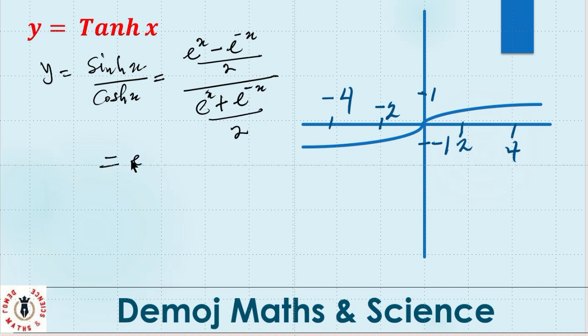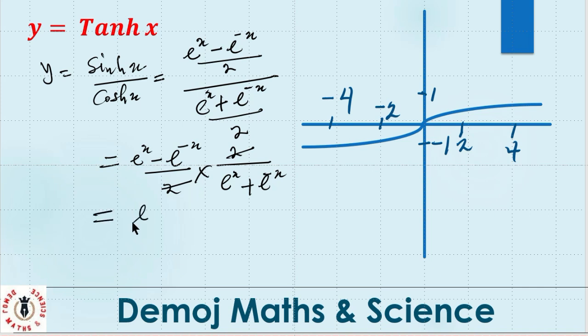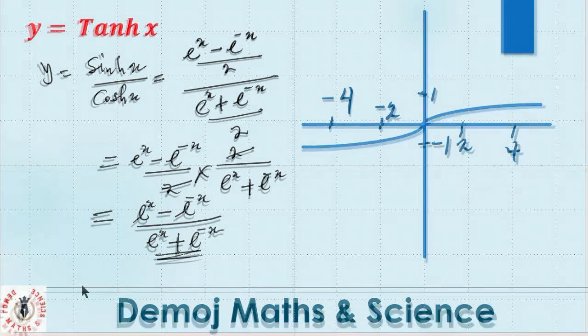Obviously, this will be the same thing as e raised to power x minus e raised to the power of minus x over 2, times 2 over e raised to the power of x plus e raised to the power of minus x. 2 here is 1, 2 here is 1. So that this is e raised to the power of x minus e raised to the power of minus x over e raised to the power of x plus e raised to the power of minus x. Let's get drawing and let's see how it plays.